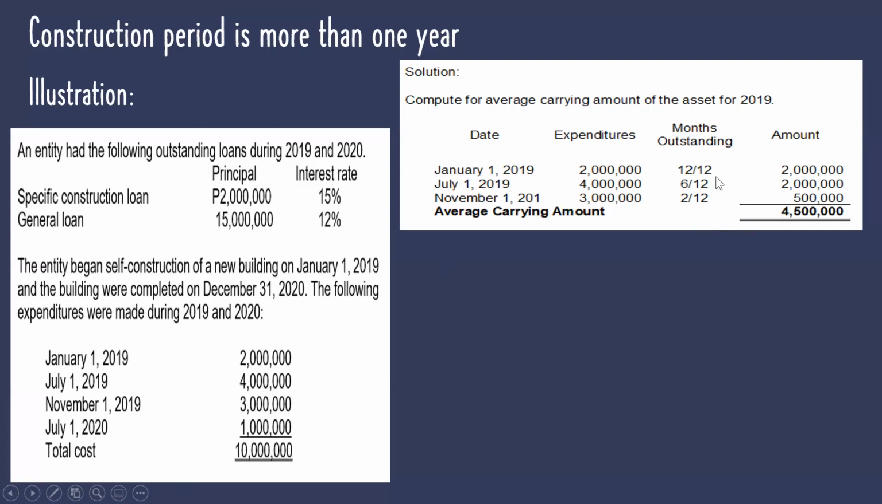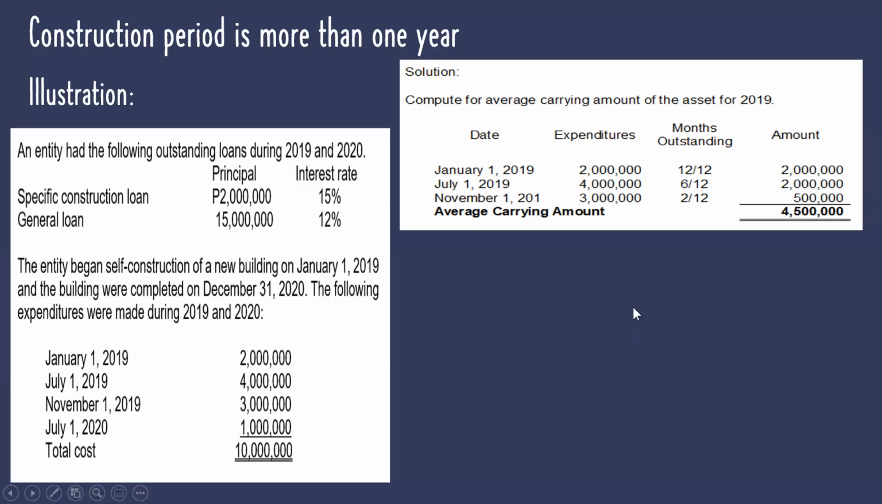So ito yung mga months outstanding. So yung January, of course, 12 over 12 tayo. Then from July 1 until December 31, so that's 6 months, so 6 over 12. And then for November 1, so November, December, that's 2 months left na lang, so you'll have 2 over 12 times 3 million, itong 500,000. So as of December 31, 2019, the average carrying amount of the asset is 4.5 million.